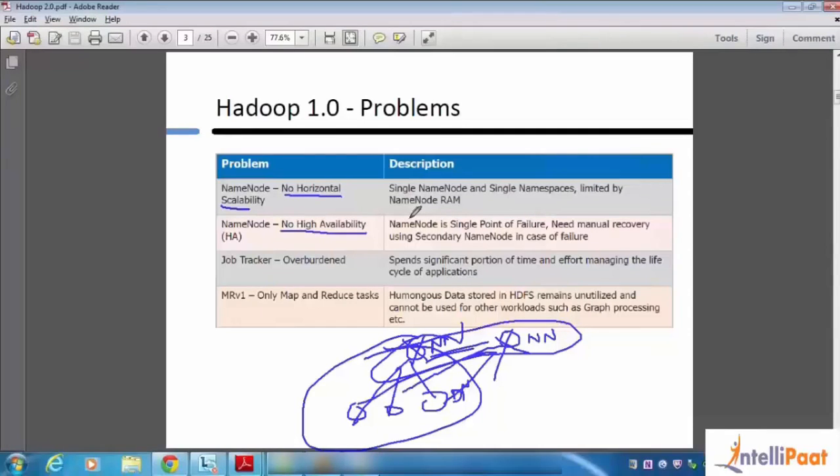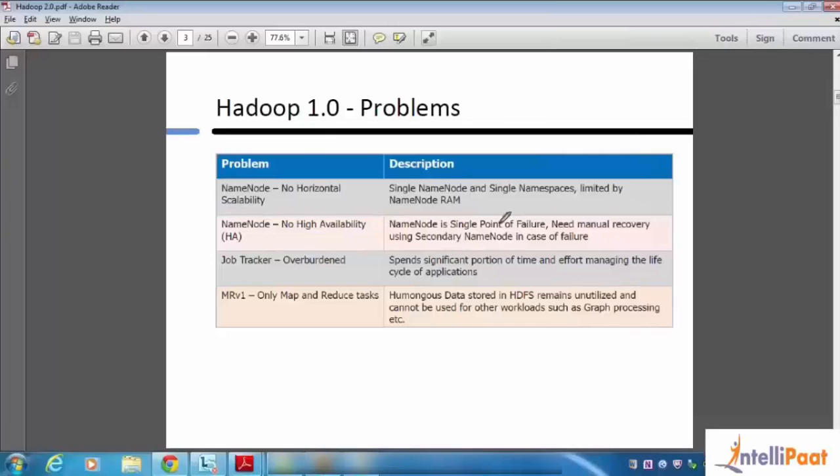So if the name node fails, the entire cluster is unavailable. You need to do a manual recovery using the secondary name node for loading all the metadata information, you need to restart the name node, and then again it would start serving the cluster. So basically that's the bigger problem we wanted to solve. That is one big issue.